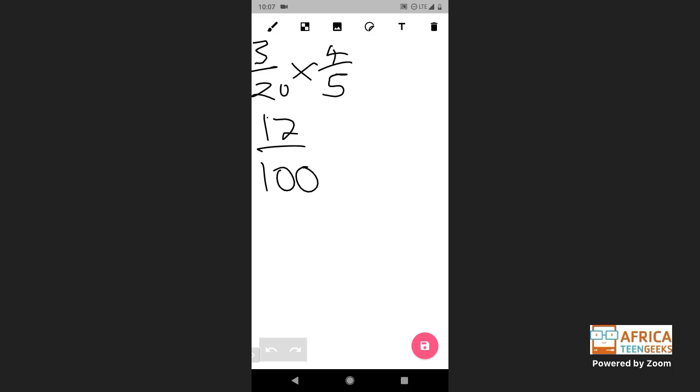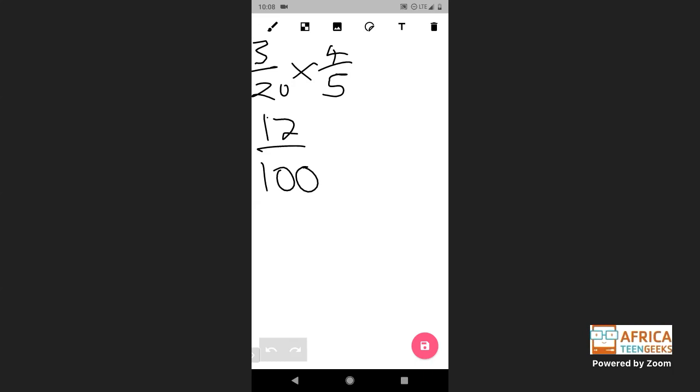So guys, let me ask you a question. What is the highest common factor, the highest number that goes into 12 and 100 and doesn't leave anything? The highest number must be below 12, because our lowest number here is 12. So what is the highest common factor of 12 and 100? 4.